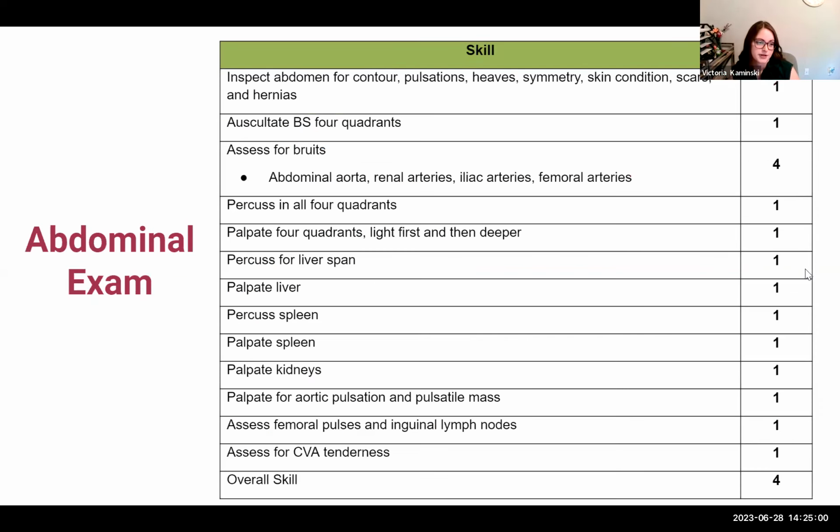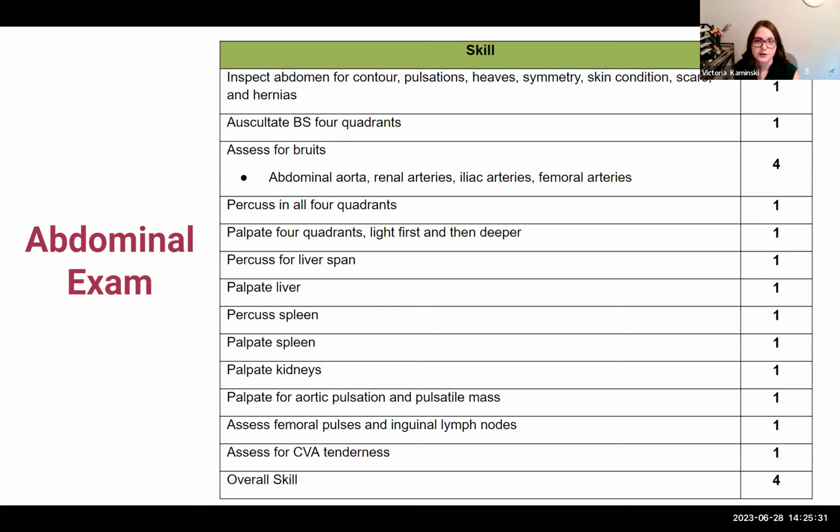And now we're on to our abdominal portion. The patient should now be lying down. You should have a pillow positioned under their knees for comfort, as well as maybe a pillow behind their head, and keep their legs covered, as you should be exposing the abdomen just to below the diaphragm. You don't need to expose any femoral area when we get to that point, but you do need to verbalize those as appropriate. So you're inspecting the abdomen for contour, pulsations, heaves, symmetry, skin conditions, scars, or hernias.